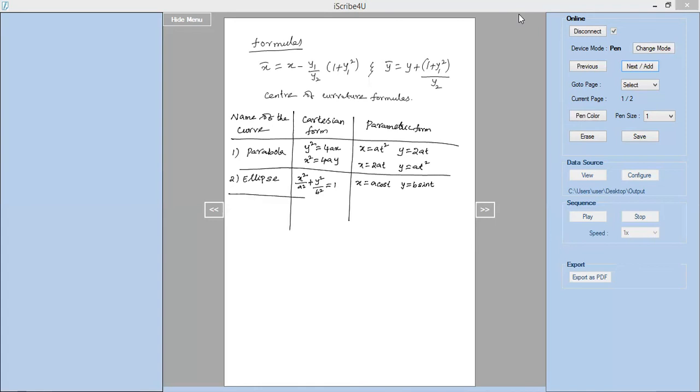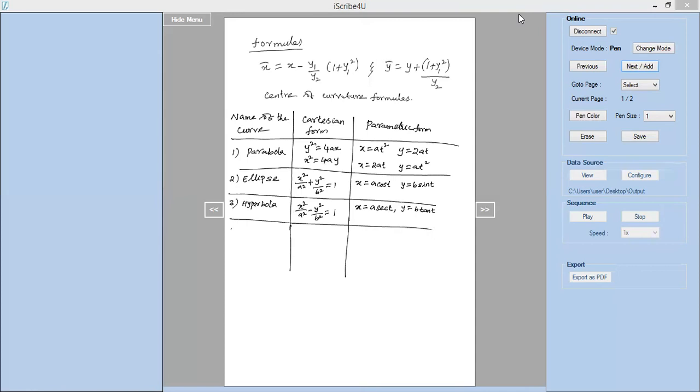Next, the third one is hyperbola. The equation of hyperbola is x square by a square minus y square by b square equal to 1. Here, the parametric equation is x equal to a secant t, y equal to b tan t.